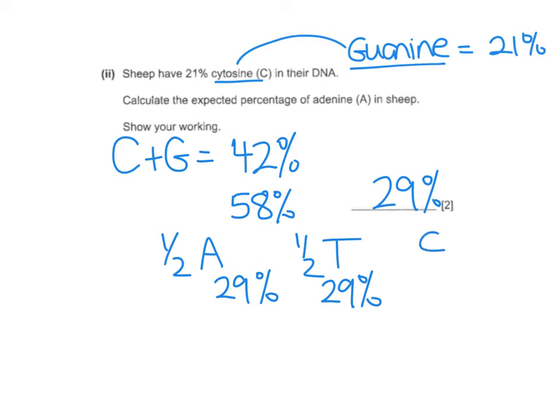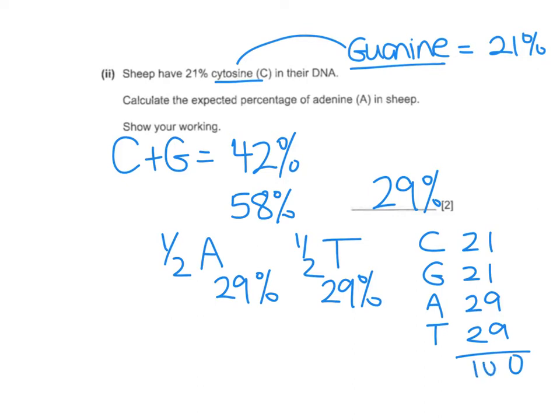Now, what you should do is just check. So we've got C, G, A, and T. They should all add up to 100. So let's just do the sums. 9 and 9 is 18, plus another 2 is 20. 2, 4, 6, 8, 10. That's 100%. Okay, so that's a common kind of question that you might get in a DNA question.